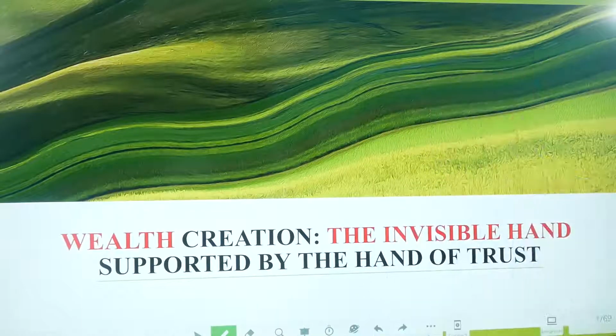Friends, welcome, namaskar. So this is the next session regarding chapter number 1 of volume 1 of the Economic Survey. So before we move ahead, let us quickly review the coverage that we have done so far.